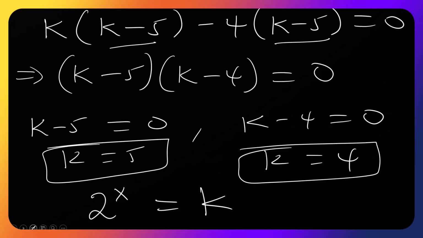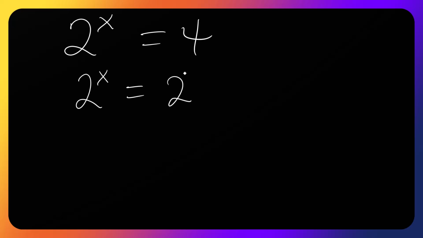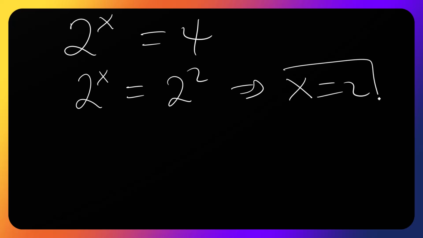So let's look at the 4. I think that one you can do it. 2 to the power of x equals 4. So what is the answer? Alright, so the answer is straight away 2 to the power of x equals 2 squared, so x equals 2. As simple as that. Alright.